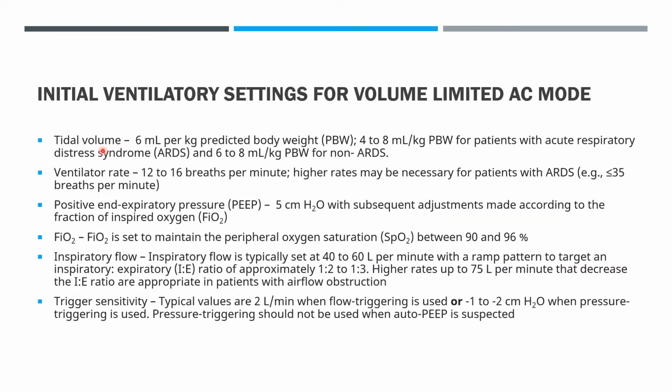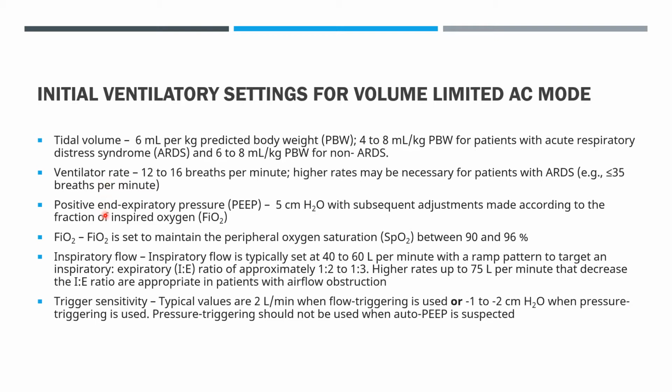Initial ventilatory settings on volume control mode generally have a tidal volume of 4 to 8 ml per kg predicted body weight for ARDS patients, and for non-ARDS patients it can be somewhat higher, in the range of 6 to 8 ml per kg of predicted body weight. Usual ventilatory rate or respiratory rate is set at 12 to 16 breaths per minute, but mostly on assist control mode the patient's total respiratory rate is much higher than this. Patients with ARDS may need a much higher ventilatory rate to compensate for the low tidal volume ventilation.